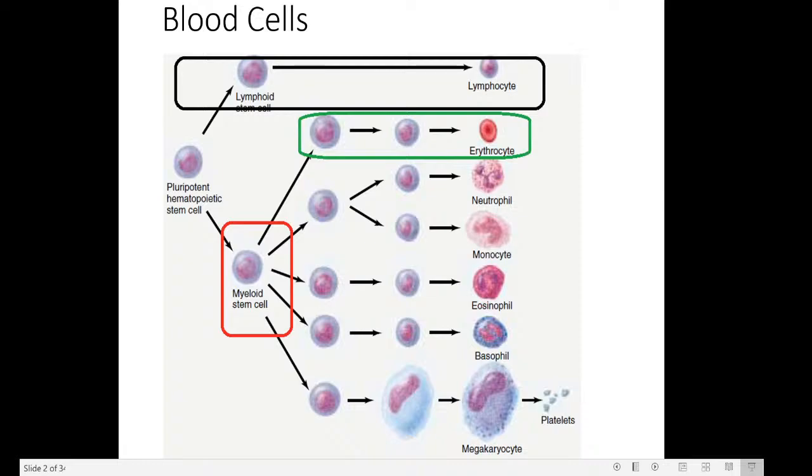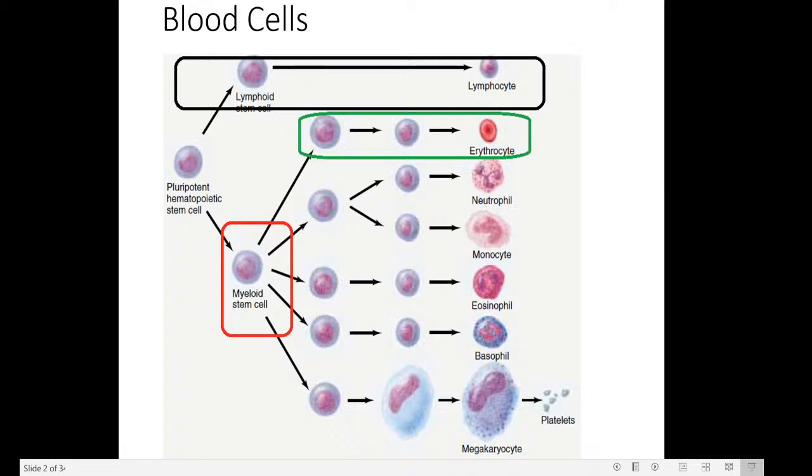They are produced from the pluripotent hematopoietic stem cells. The hematopoietic stem cells produce two types of cells: one is lymphoid cells and the other is myeloid cells. The lymphoid cells produce lymphocytes. Then the myeloid stem cells produce five different cells.